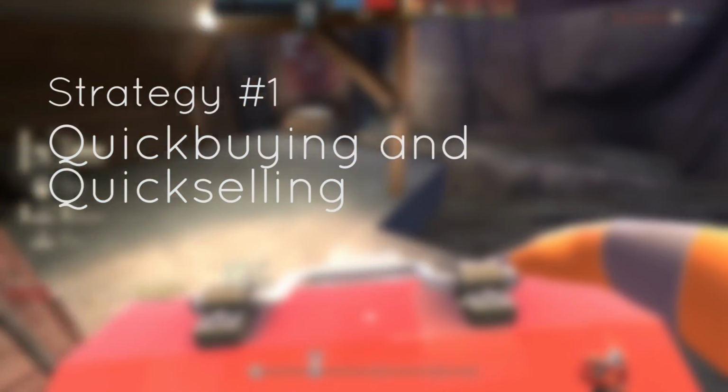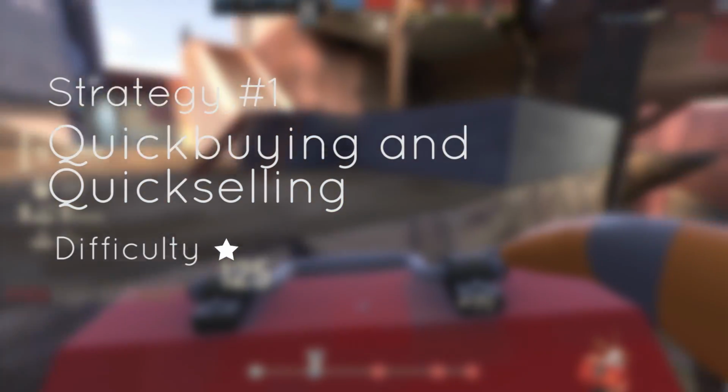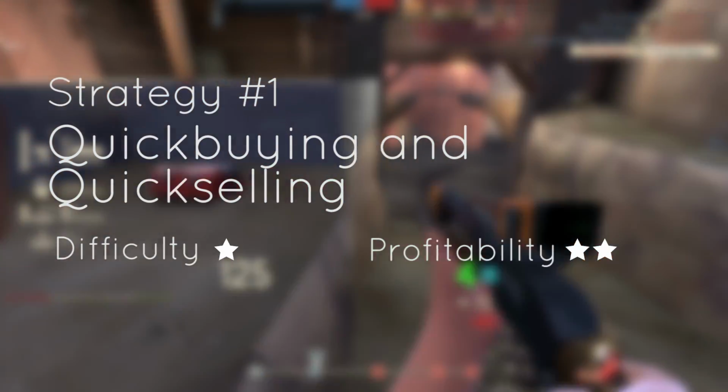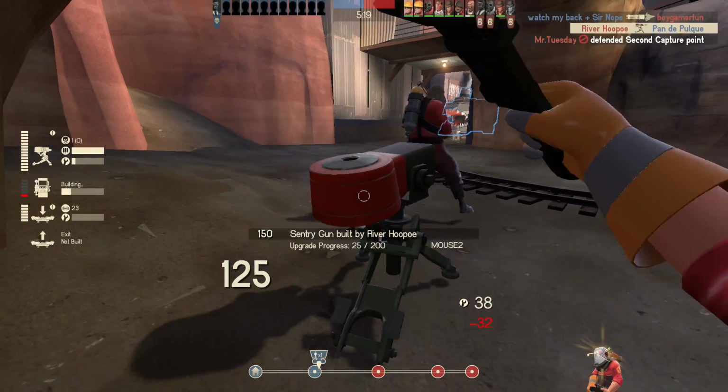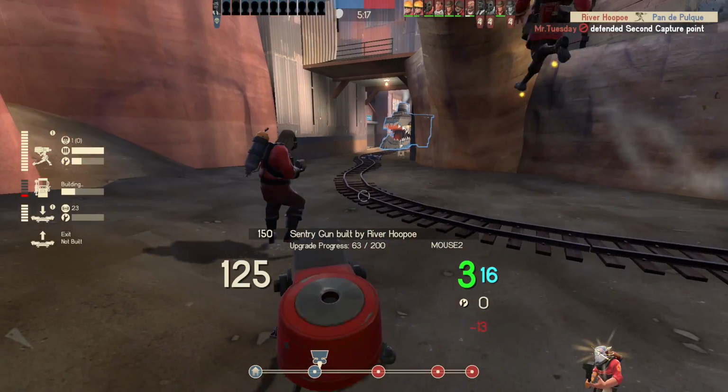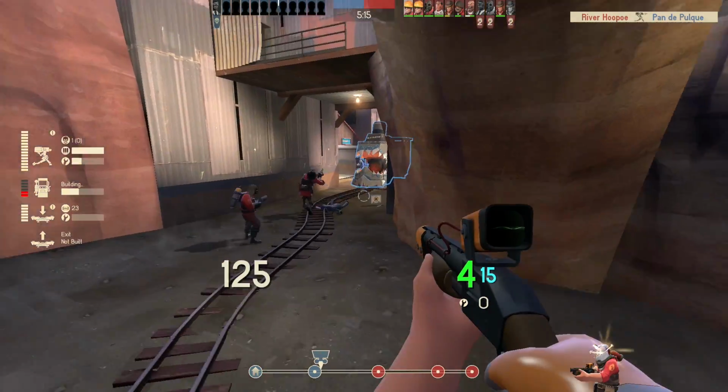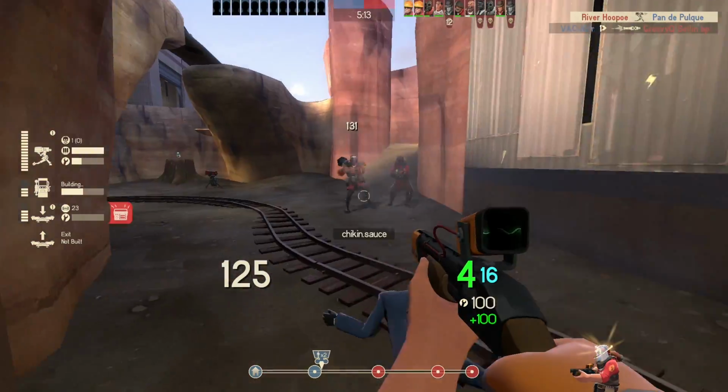Strategy number 1. Quick buying and quick selling. I would rate this a 1 out of 5 difficulty, a 2 out of 5 profitability, a 4 out of 5 speed, and a 2 out of 5 risk. Now, as you can probably gather from the name, to pull off this strategy, you basically need to buy quick sells with pure keys, and then just re-quick sell them.